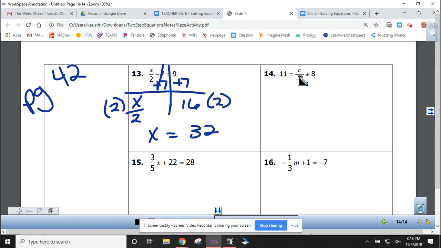Number 14, draw a line where your equal sign is. I need to move this 8 over by subtracting it from each side. 11 minus 8 is 3. I bring down everything that's left over here. C divided by -5.